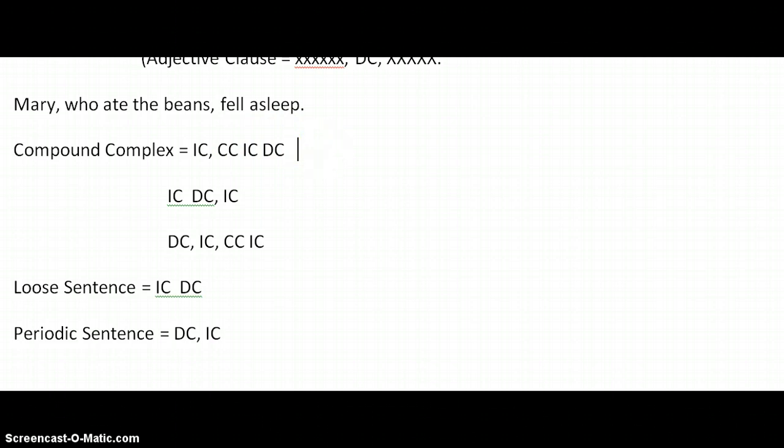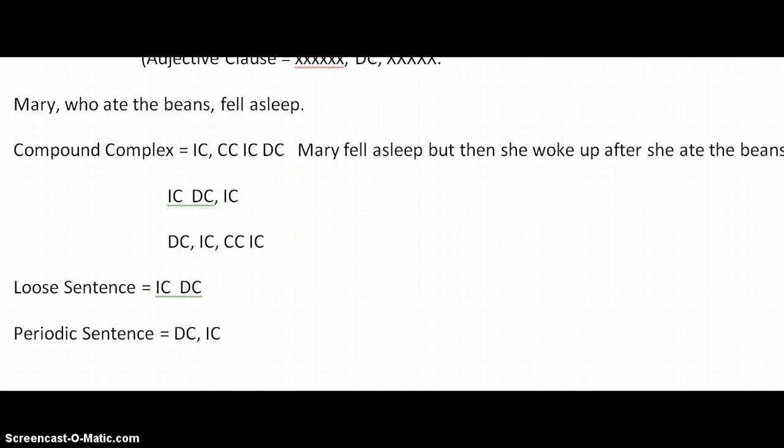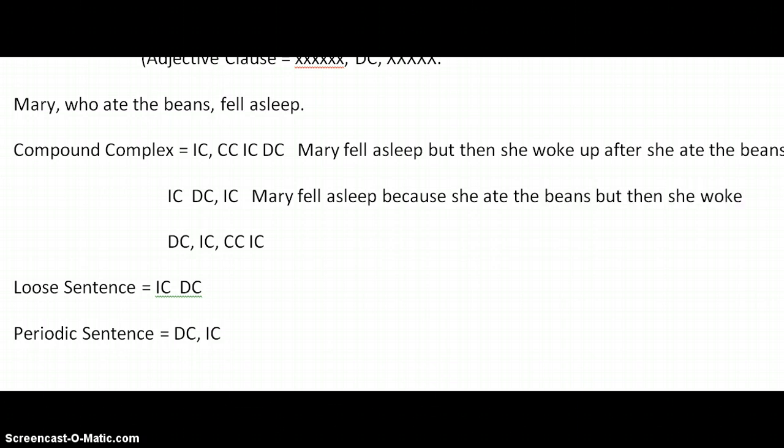So, in this case, for example, we'll use Mary again. Mary fell asleep, but then she woke up after she ate the beans. Okay, so that's this pattern. This pattern here is Mary fell asleep because she ate the beans, but then she woke up.